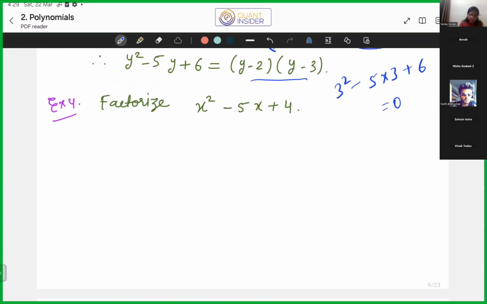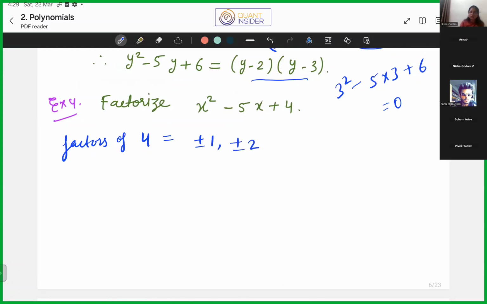See here in this question, you have x square minus 5x plus 4. So what are the factors of 4? Tell me the factors of 4. Plus minus 1, plus minus 2. Plus minus 4 also divides, and if we are talking about factors, then plus minus 1 and plus minus 2, but for this we can check first, or otherwise you can also take plus minus 4.